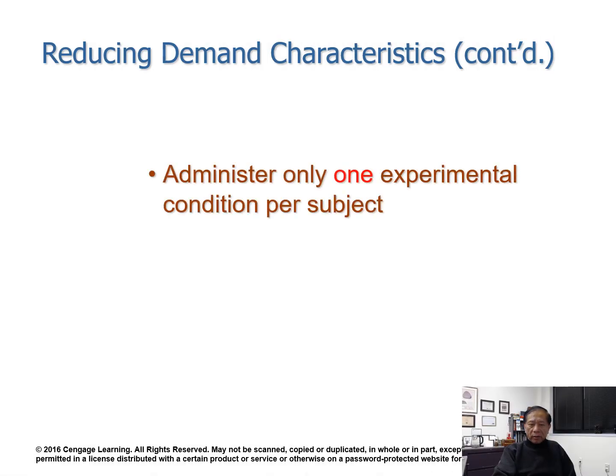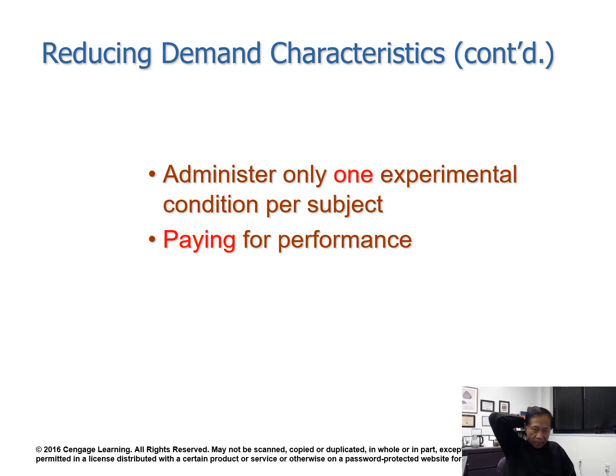Reducing demand characteristics, you can also administer only one experimental condition per subject. Okay? Only one condition per subject. Then they will not be able to tell if this is about, say, changing colors or changing lightings, or paying for performance.